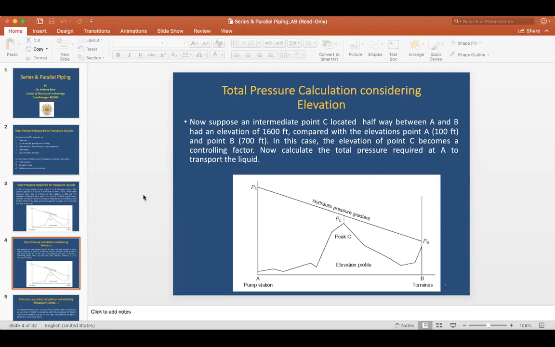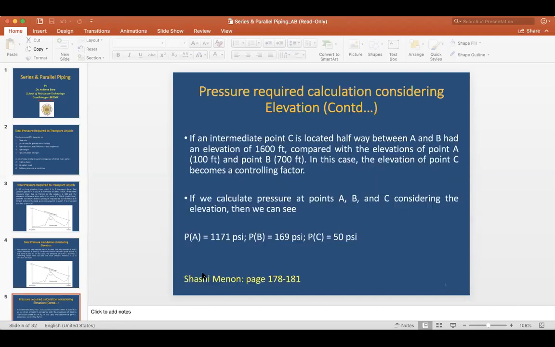As I said, you can follow the Sosi Menon book, pages 178 to 181. There's a good calculation given there, and again, I will tell you the actual calculation, how you get this result. As we see, 900 psi is the friction pressure loss for the total 50 mile pipeline. So per mile, what is the friction loss? We get 900 divided by 50. How much? 18 psi per mile.